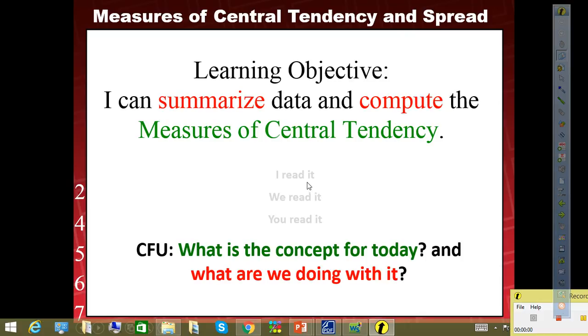All right, our objective for today: I can summarize data and compute the measures of central tendency. Let's read together, 1, 2, 3. I can summarize data and compute the measures of central tendency.